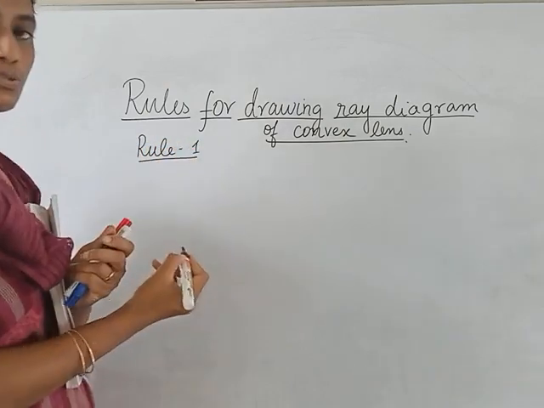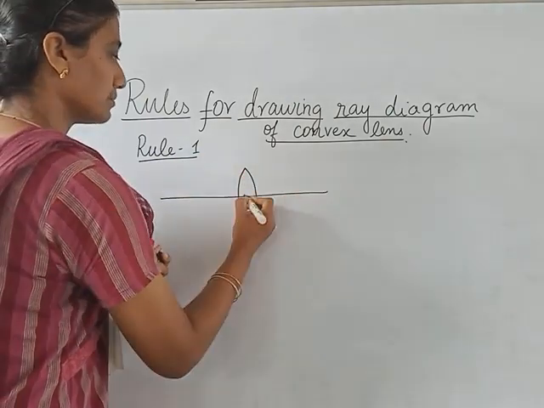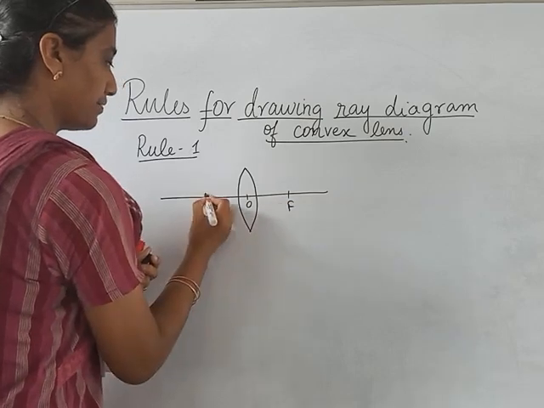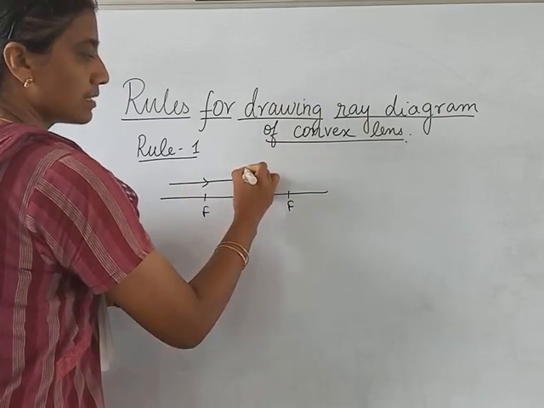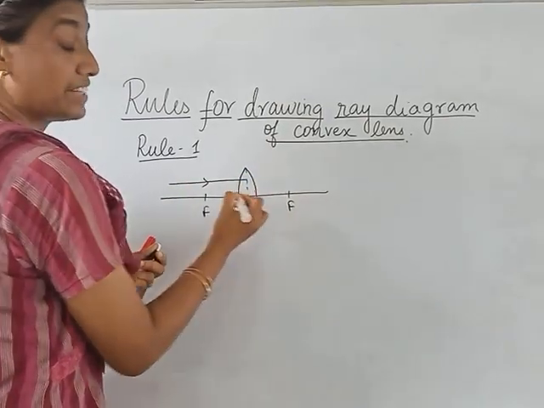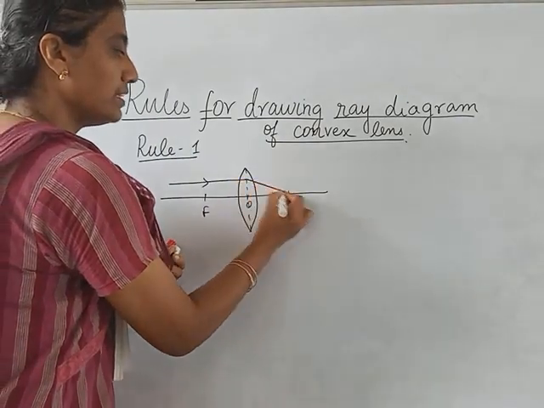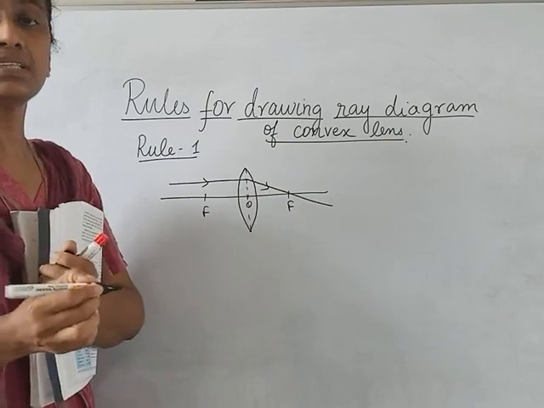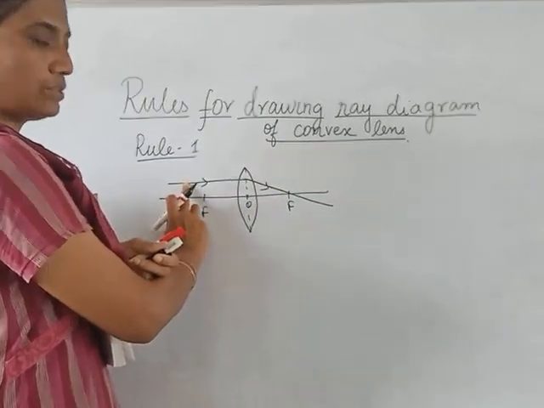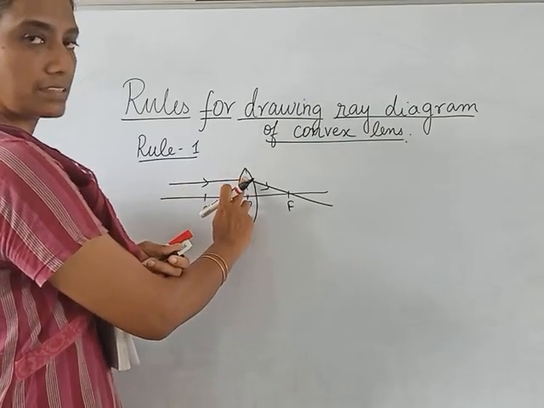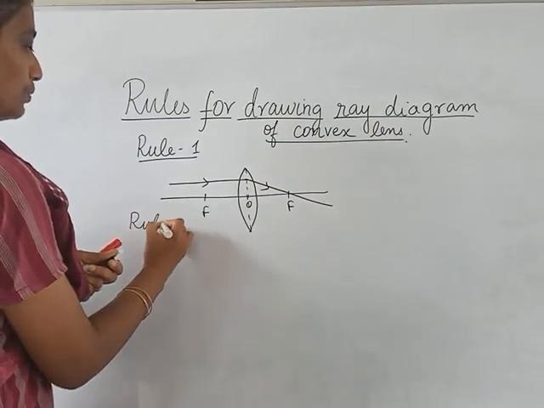Rule number 1. The first rule says, any ray coming parallel to the principal axis, after refraction, it is not reflection, it is refraction, will go through the principal focus of the lens. Any ray coming parallel to the principal axis after refraction passes through the principal focus. That's rule 1.